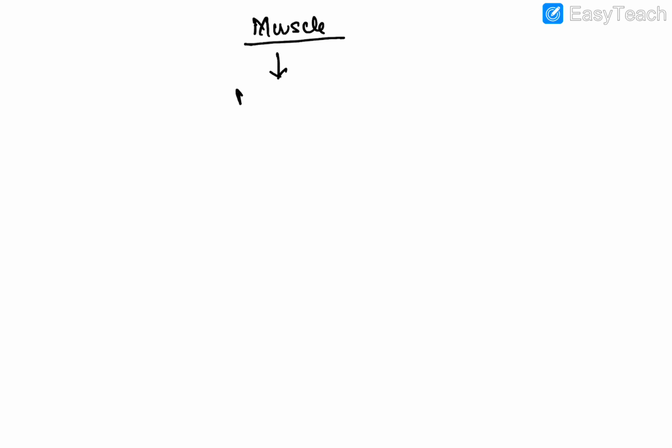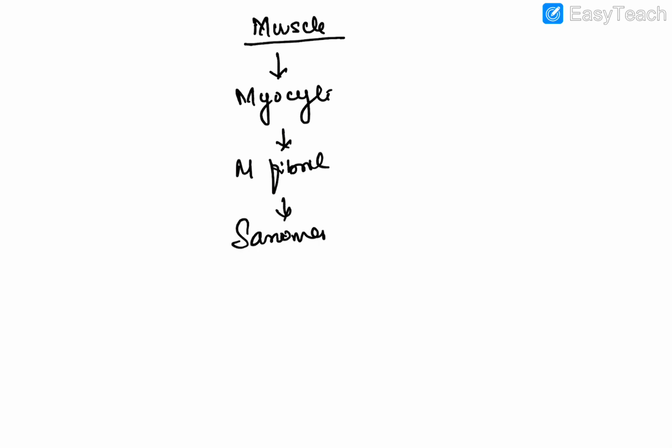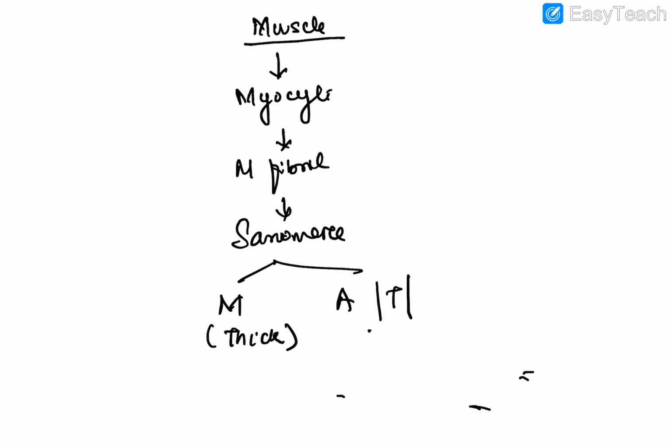The muscle is made up of myocyte. Myocyte is made up of myofibril. Myofibril is made up of sarcomere, and the sarcomeres have myosin and actin, where myosin is the thick filament, and actin, troponin, and tropomyosin are part of the thin filament.